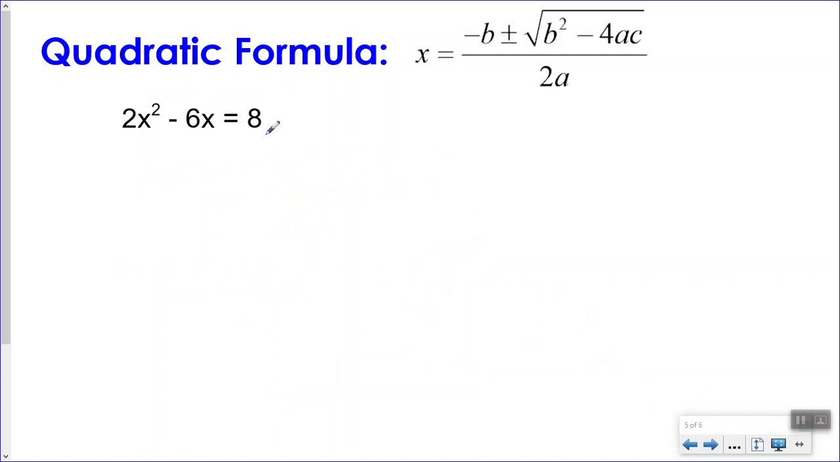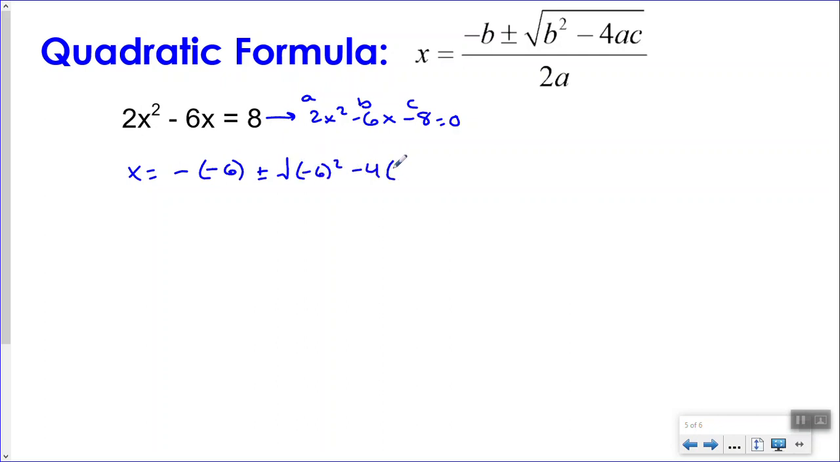Alright, for this one, we first have to get 0 on the other side of the equal sign. So we're going to move that 8 over. So we have 2x squared minus 6x minus 8 equals 0. And now we're going to do the same thing. We're going to substitute in our values one at a time. We have a of 2, b is negative 6, and c is negative 8. So negative b is going to be negative 6, plus or minus the square root of b squared minus 4 times a times c, and that is all divided by 2a.